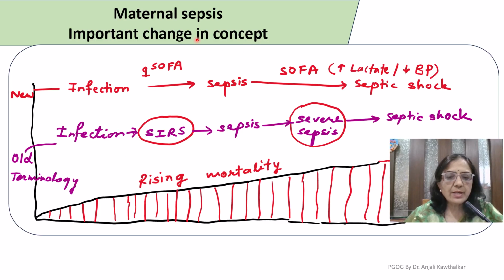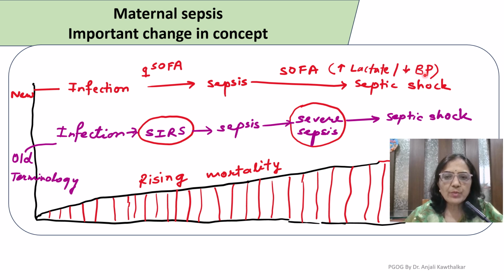An important change in our concept is in the older terminologies. First, infection sets in, then there is a systemic inflammatory response syndrome, then sepsis develops, then a stage of severe sepsis and septic shock. That was the previous old terminology, which has now been replaced by infection, sepsis, and septic shock. As per qSOFA, if criteria are fulfilled, then sepsis, and by SOFA criteria, we know the prognosis of a case, and we diagnose septic shock on the basis of rising lactate or fall in BP. That is another important change in concept.